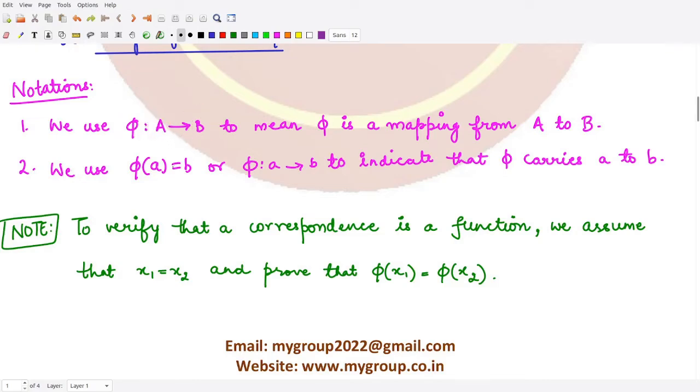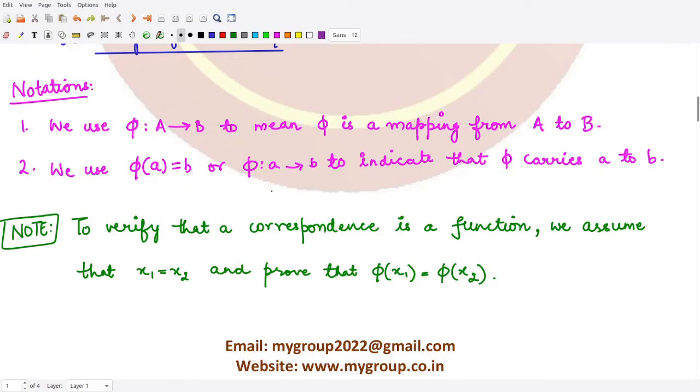And how are the elements defined? We use the notation phi of a is equal to b to define that phi carries a to b. Or we have another notation which says that phi takes the element a to the element b, where a is a part of the capital A set and b is a part of the capital B set, right? So this is the notation here.